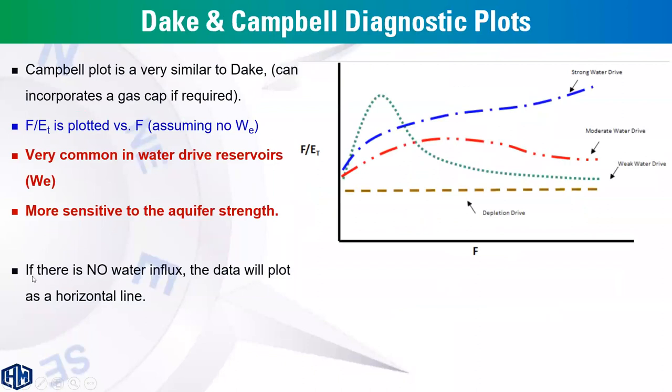The Campbell plot is very similar to Dake, but this plot is typically more sensitive to the water or aquifer strength. So it simply follows the same concept. For depletion drive, we have this horizontal line, but for a weak water drive, we have a slight increase in the F over Et. F is the total production, Et is the total expansion, plotted against F, total withdrawal, on the x-axis. This is the typical behavior of a weak water aquifer. But for this scenario, we have a strong water drive, and this is a moderate water drive.